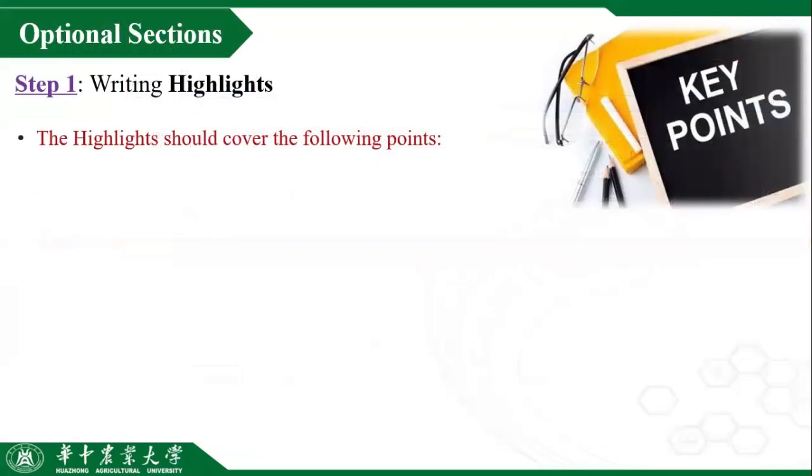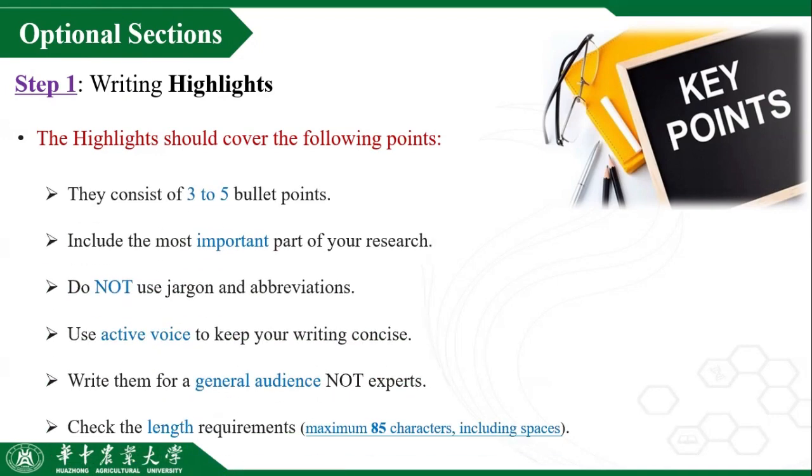After that, there are some optional sections. As our brother just asked about highlights, mandatory or optional? Highlights in most journals are optional. It's not mandatory, but if required, they are 3 to 5 bullet points. They should also include the importance of your work. Also, don't use jargon or abbreviations as much as possible. Also, try to use the active voice, not the passive, here in the highlights.